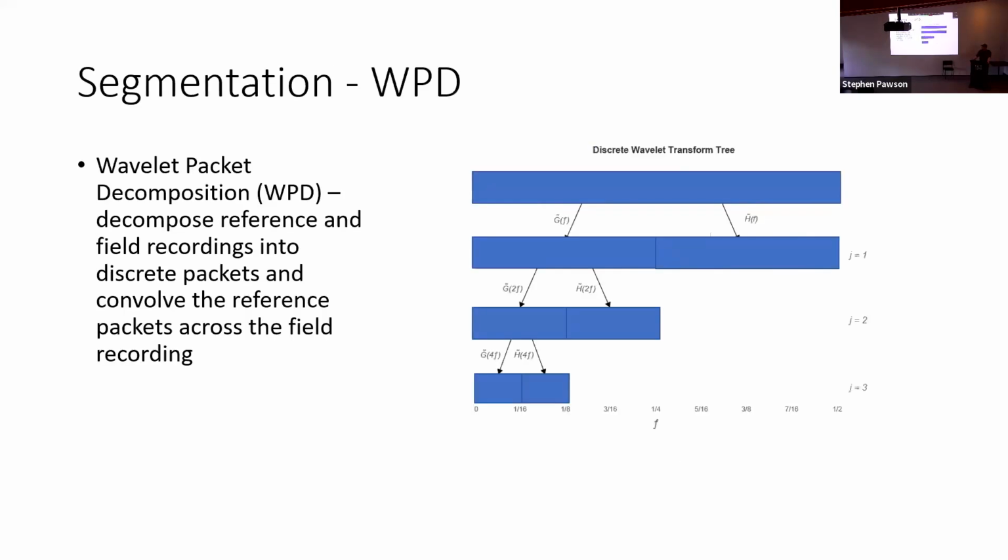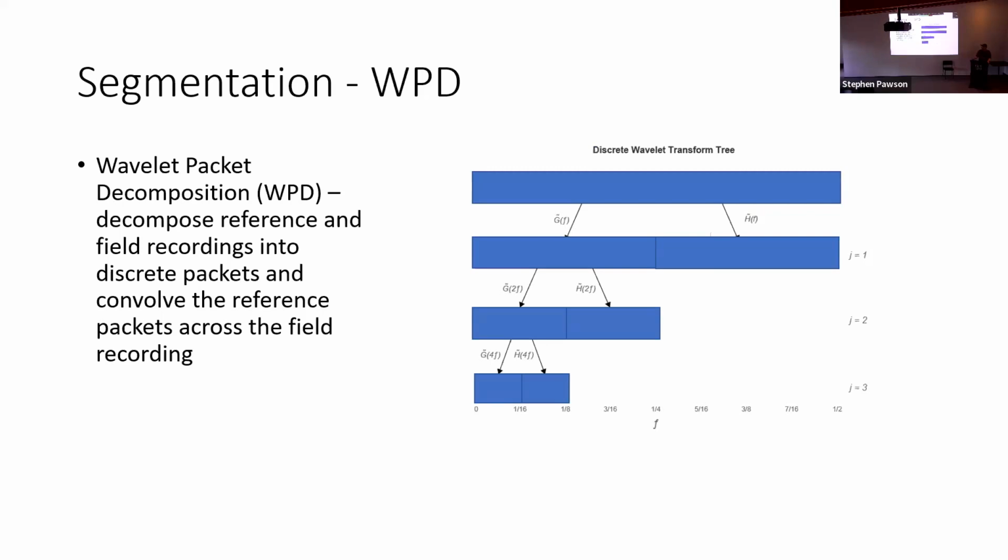For segmentation, we're using a method called wavelet packet decomposition. This is the same method used by AVIA, if you're familiar, applying it to birdsong segmentation. This method decomposes the signal into a set of approximate and detailed coefficients. You can basically think of those coefficients as like a low and a high pass filter, and it can continue to decompose the packets to the desired resolution that you want.